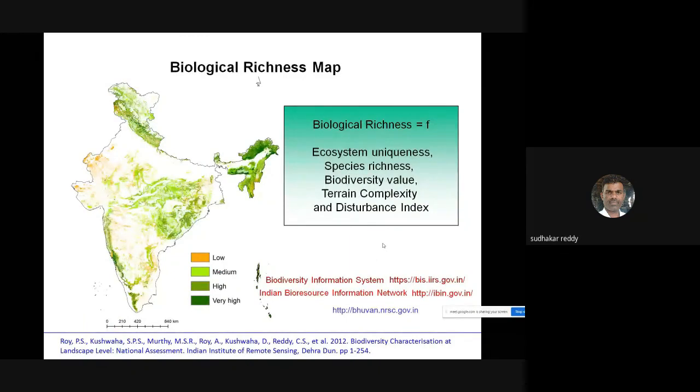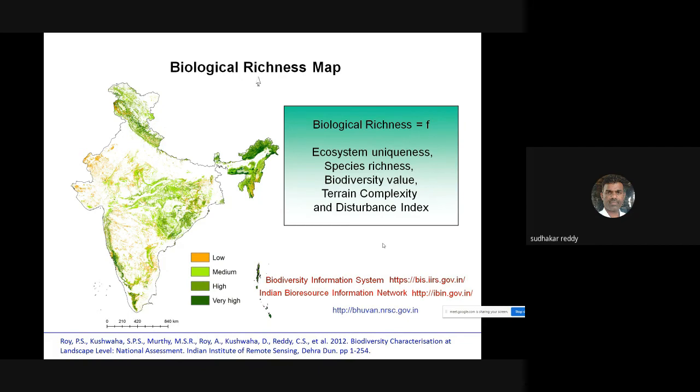This map shows the biological richness distribution in the country. It is a decade-long project conducted in partnership with more than 40 institutions in the country. The experts in plant taxonomy and ecology helped us in identifying the species richness level, ecosystem uniqueness, and the economic importance of the species.